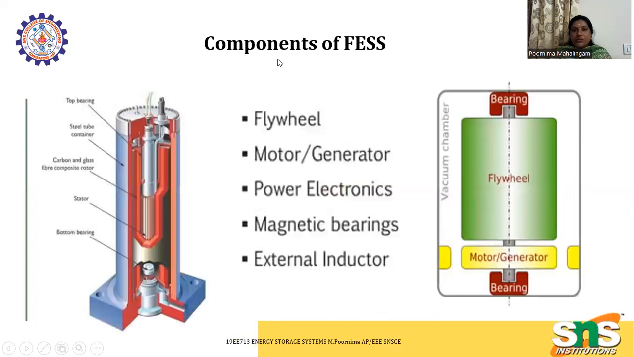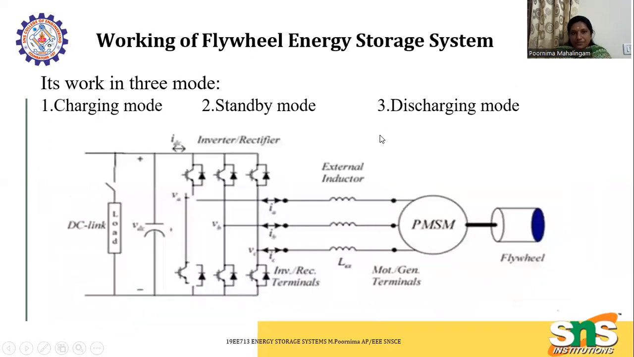Here we have the components: a flywheel, motor generator set, power electronics converters, ball bearings, and external inductors. These are the parts we have in a flywheel energy storage system. How does it work? It works in three main modes: charging mode, standby mode, and discharging mode. The charging mode is when we convert electrical energy to mechanical energy. Standby mode is when the energy is held as mechanical energy. Discharging mode again converts mechanical energy to electrical energy.